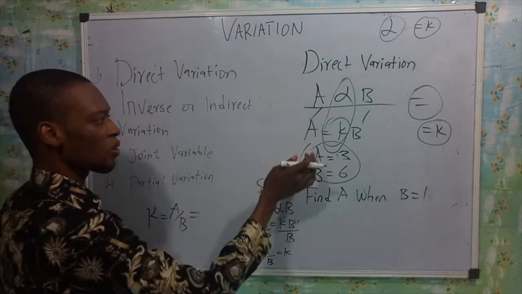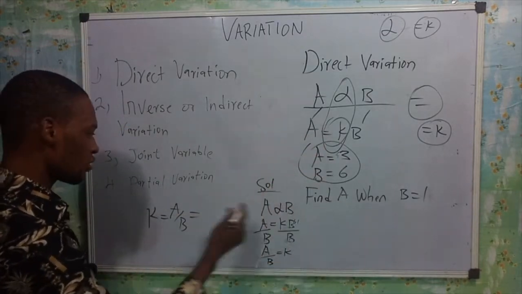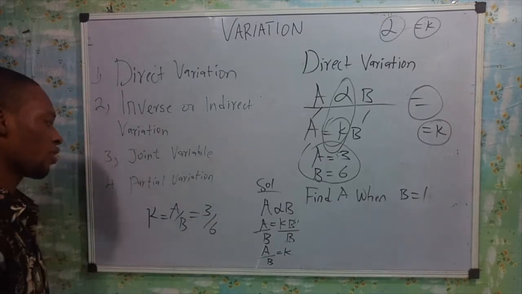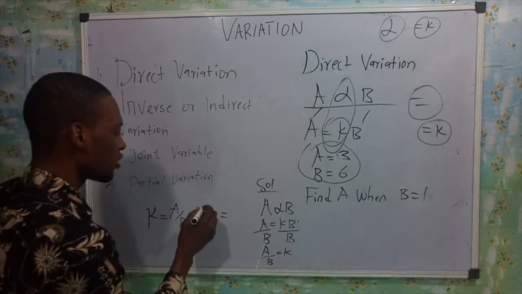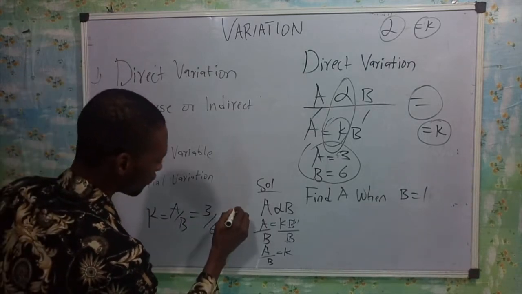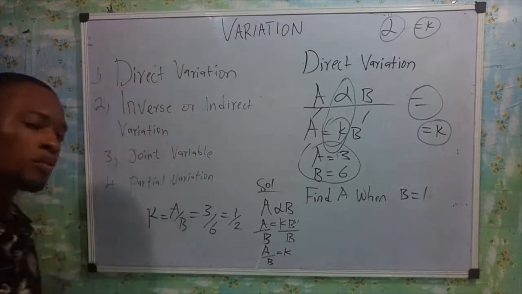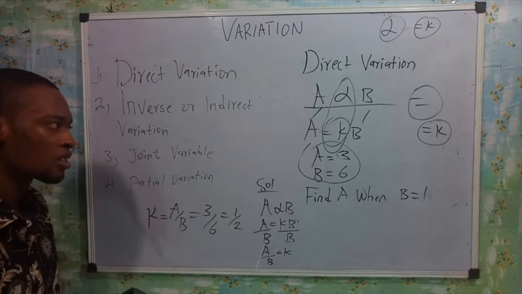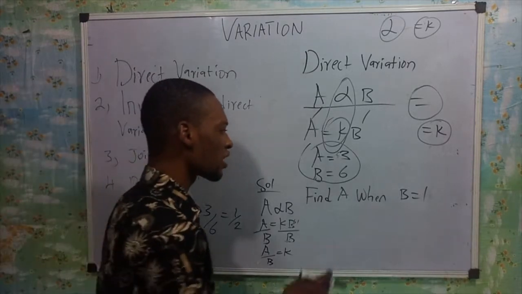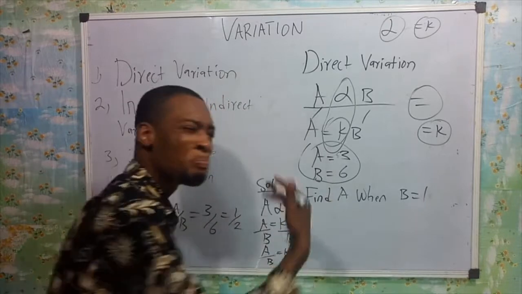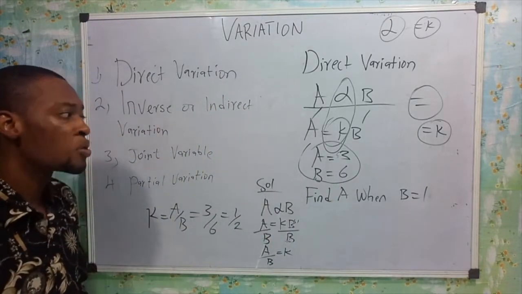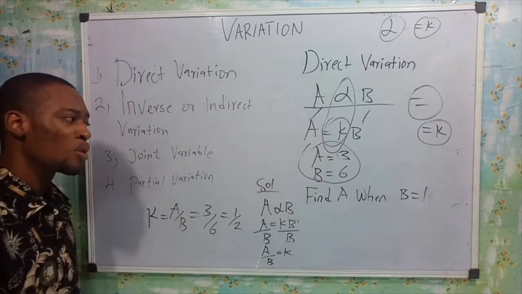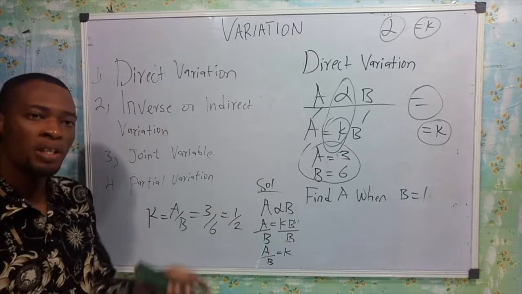The next thing is to substitute. We are told that when A is 3, B is 6. So A is 3, B is 6, and we divide. 3 divided by 6 is 1 over 2. So it's half. You've gotten the value of the constant. But now look at the second statement: find A when B equals 1. So when A is 3, B is 6, K is 1 over 2.